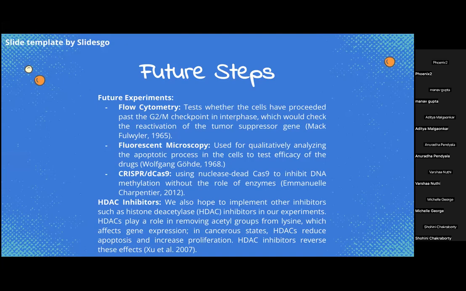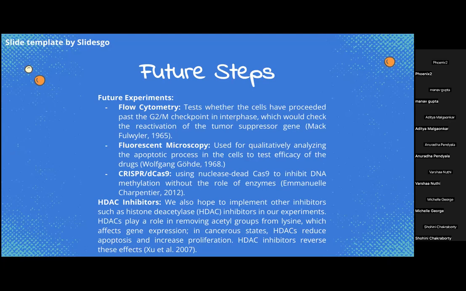And finally, we plan to use a protein called CRISPR, or Cas9, which allows the gene to be reactivated without inhibiting the enzyme itself, but instead editing the gene sequence. But that's in the long term.